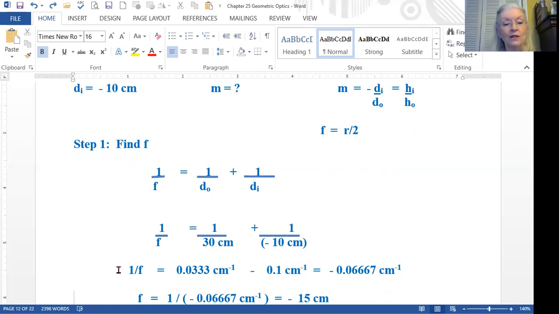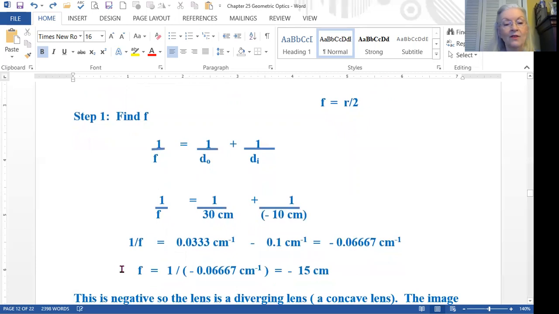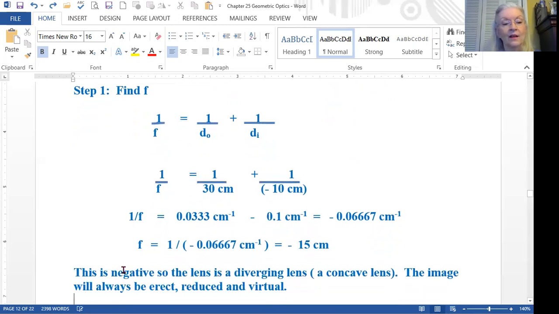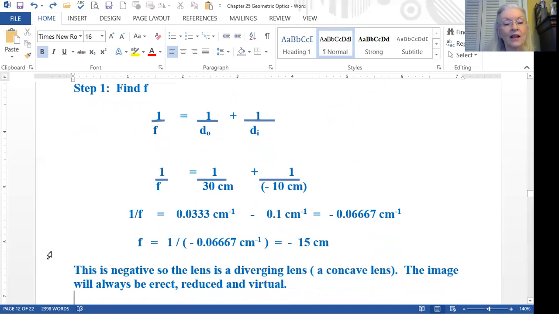The focal length would be 1 divided by that negative 0.0667. So F is 1 divided by this negative 0.06667, and that gives us a value of negative 15 centimeters. So what can we tell if we know that?